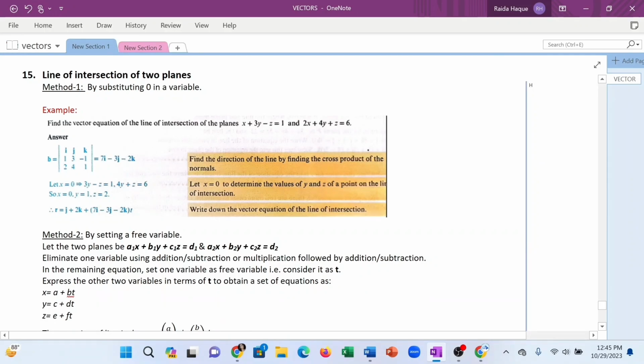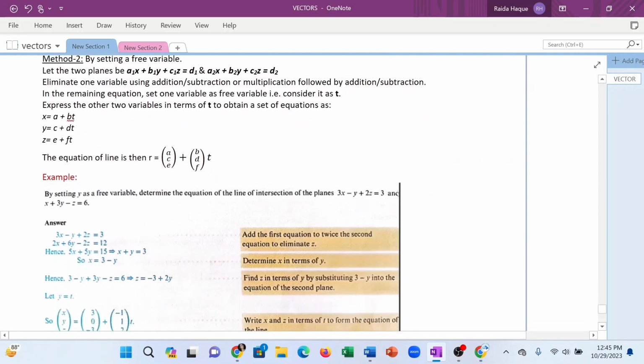The method is easy once you get used to it. Initially it will seem hard, but with practice it will all be easy.